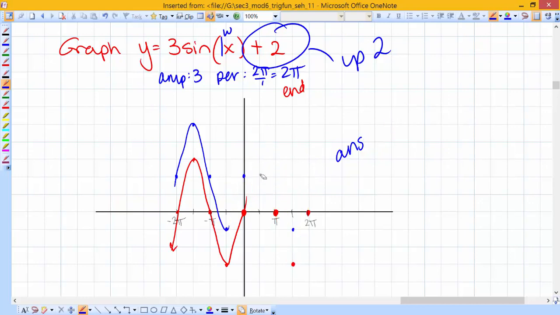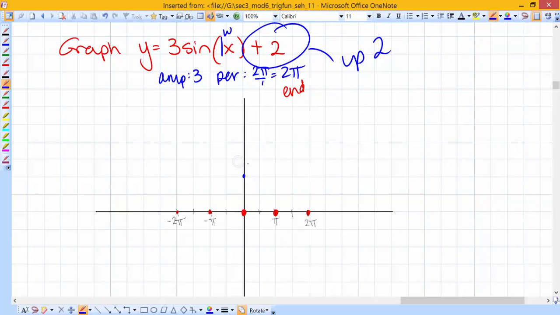Now, what if I wanted to not have to do all of this work and I just wanted to plot some points and be done with it? So let me get all of that gone and let me start this over. So I'm going to put those back. Sorry, that mark didn't match up.